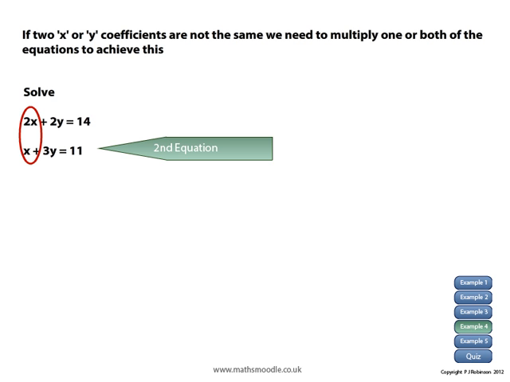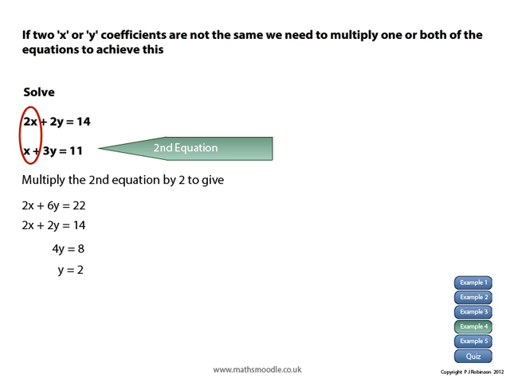So multiplying the second equation by 2 gives 2x plus 6y equals 22. We can then work with this one, and the first equation, 2x plus 2y equals 14. As the x coefficients are the same, we can now subtract the equations, giving us 4y equals 8, and therefore y equals 2.